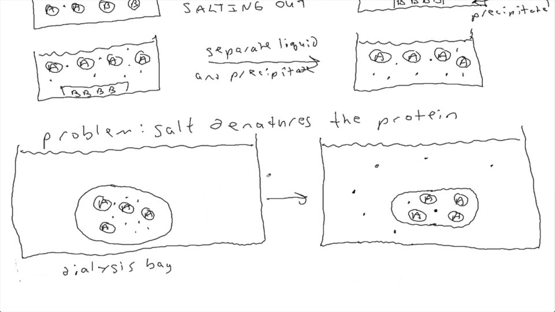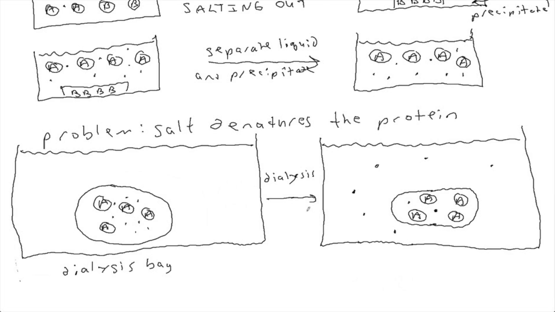That is dialysis. And what's the purpose of the dialysis? The purpose of dialysis is to separate the salt from the protein, to reduce the amount of salt so that it doesn't denature the protein. Notice the dialysis is not really part of the protein purification. It's not used to separate the proteins. It's used to get rid of the salt that we'd added.